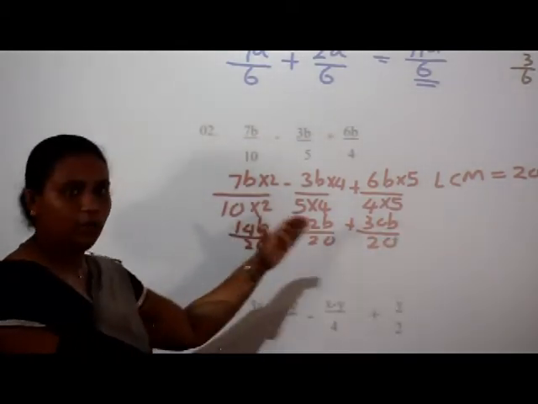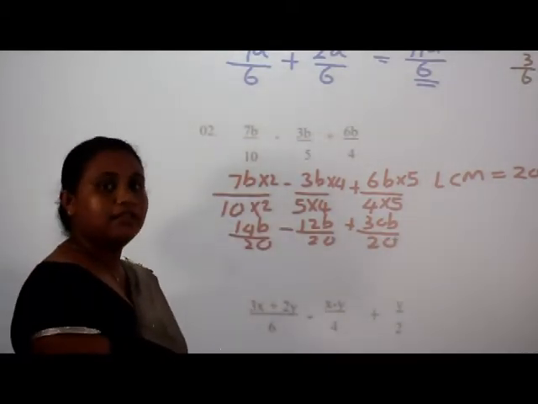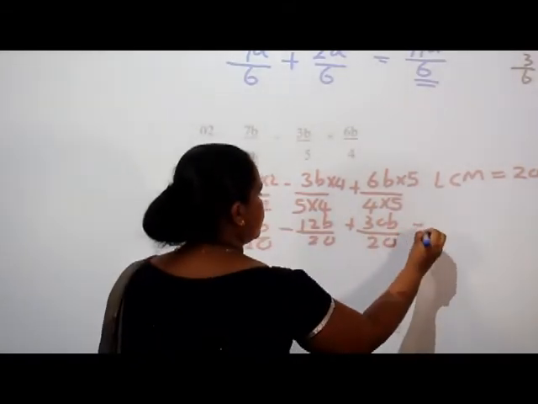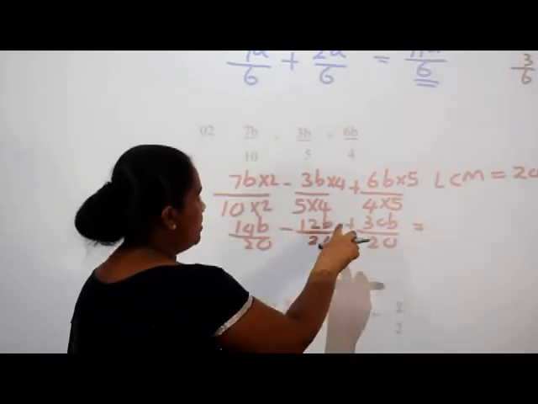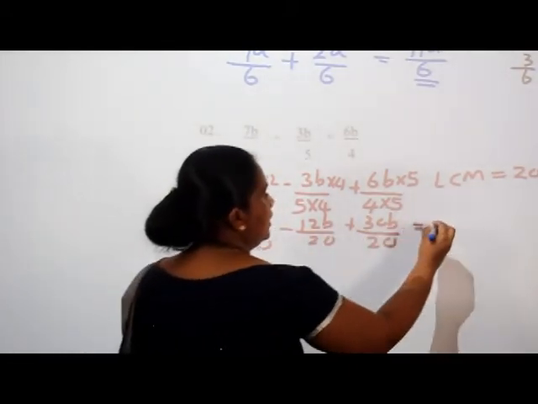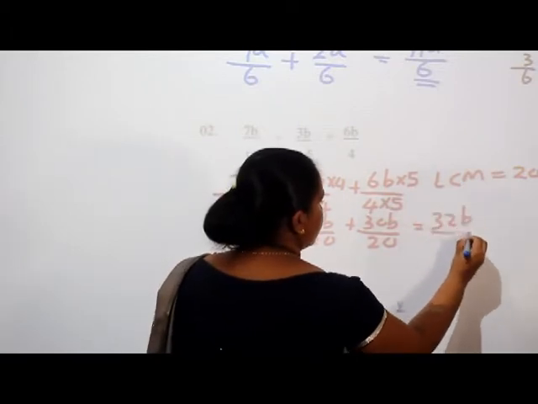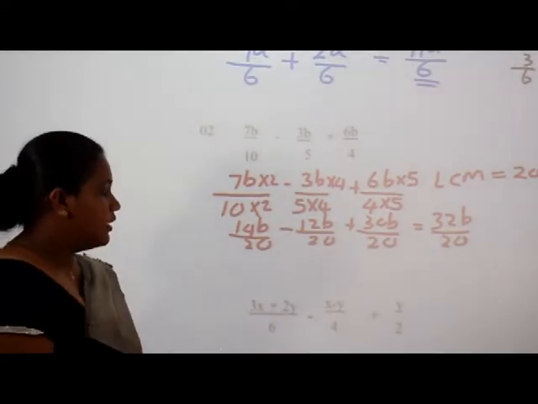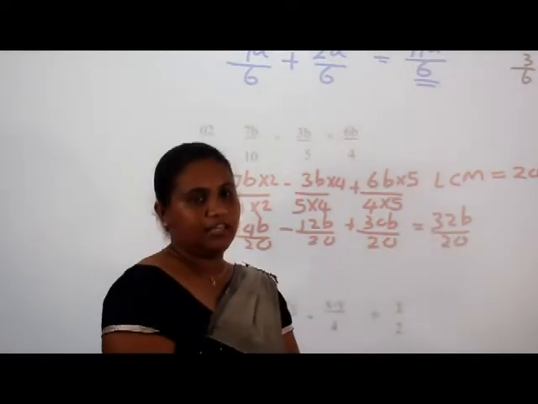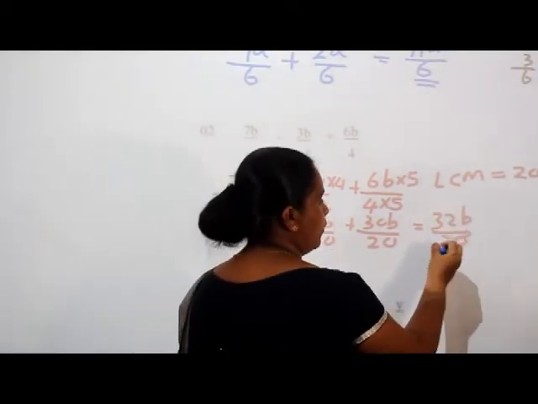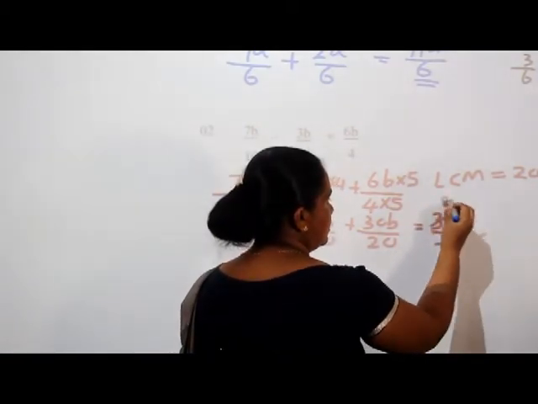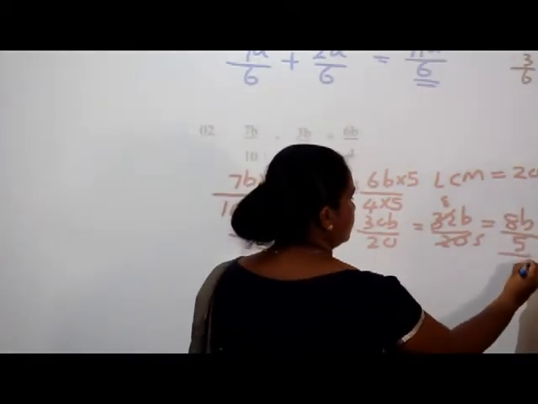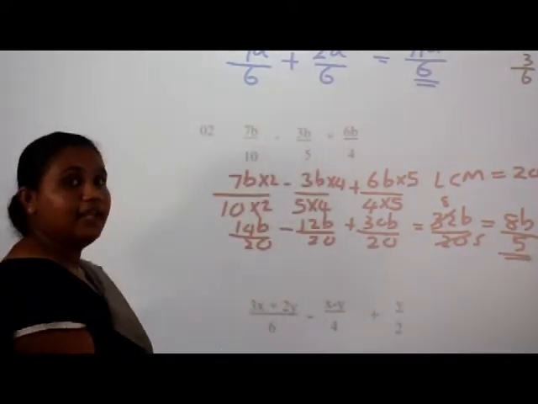Now, the denominators are equal. Now you can simplify it. 14b minus 12b is 2b, then 2b plus 30b is 32b. Can't you simplify it further? Look here, there are common factors. We can divide both 32 and 4 by 4. So the answer is 8b over 1. Very easy. Let's see the next.